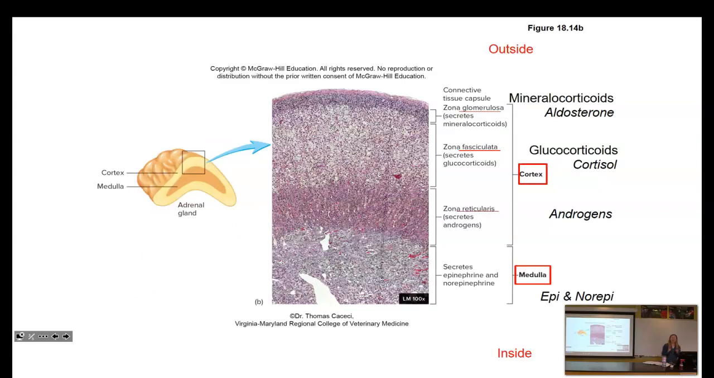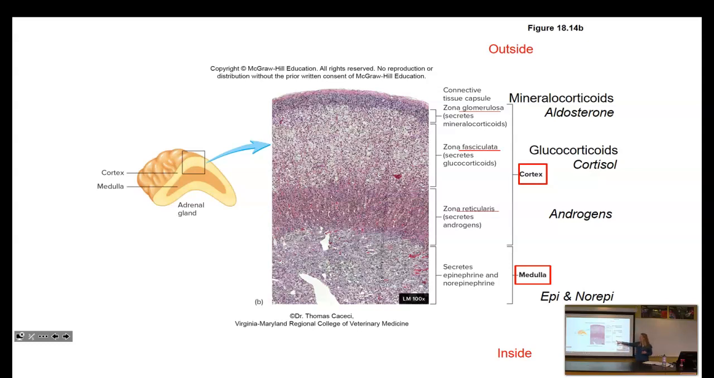Now, this gland got its own video because it's actually fairly complicated. And it really just gets complicated in how many different layers there are doing how many different things. So let me start out. I added a couple notes to this image to point out where the outside of the adrenal gland is, right, the very surface here. And then the inside, deep in the adrenal gland.